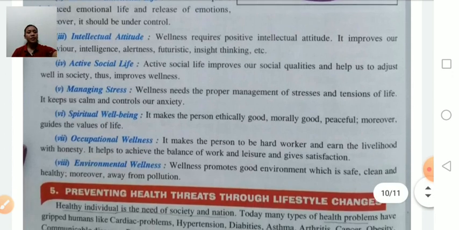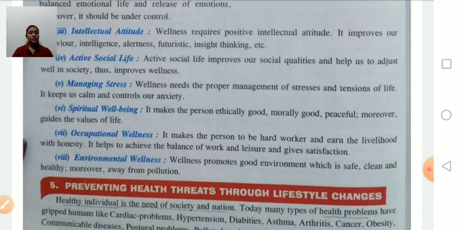Managing stress. Wellness needs proper management of stress and tension of life. It keeps us calm and controls our anxiety. If the person is able to manage his stress, he will be free from stress and tensions, and can easily control his anxiety also.